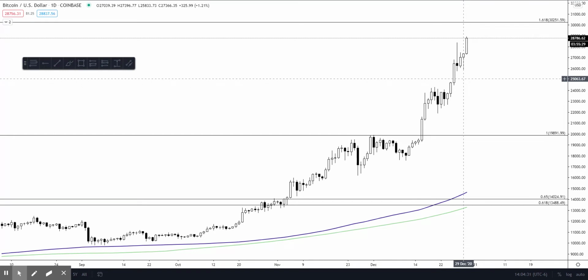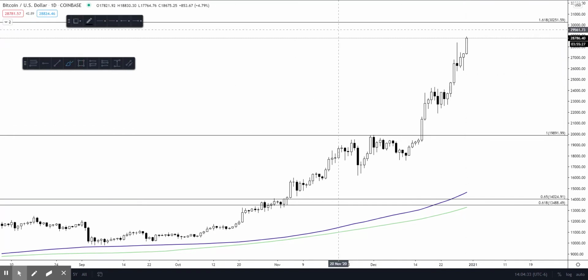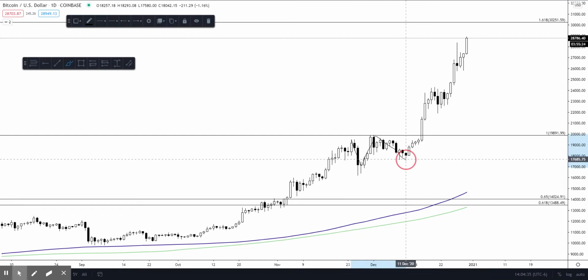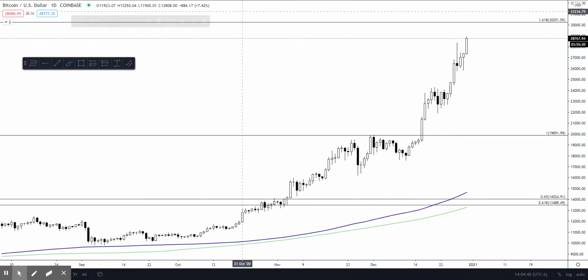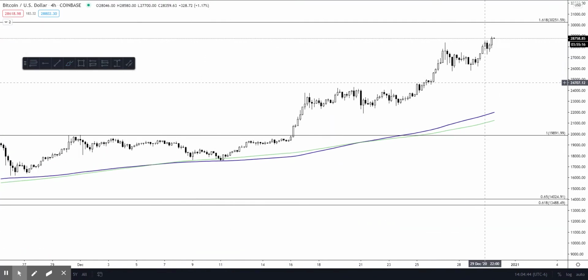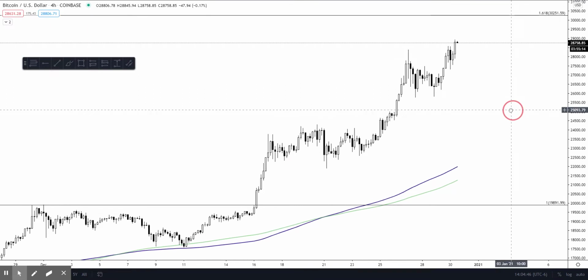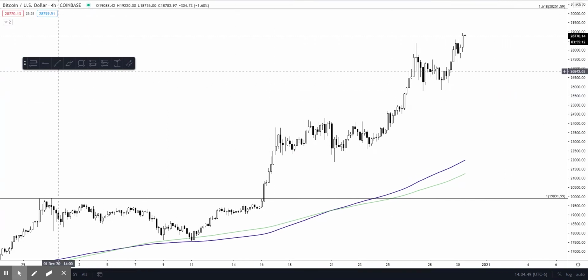We're making all-time highs. Our daily market structure remains bullish, right? So higher highs, higher lows. So that's all you need to take note of for that. Our 4 hour is when we can actually start doing some real technical analysis.